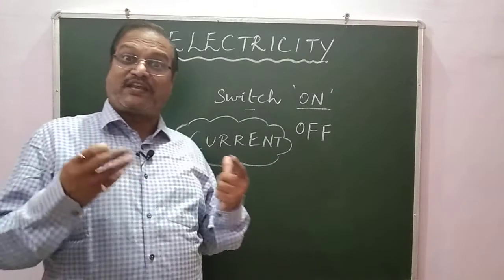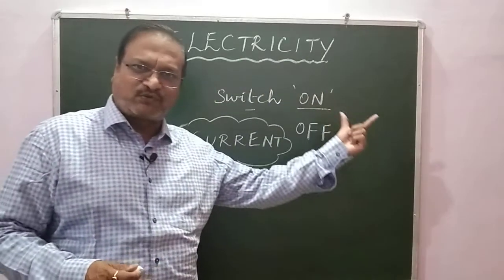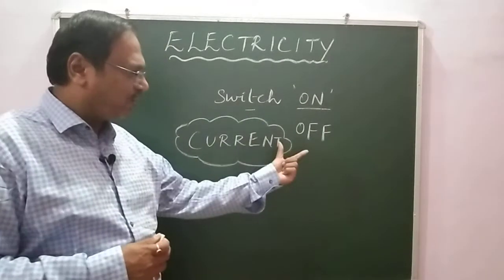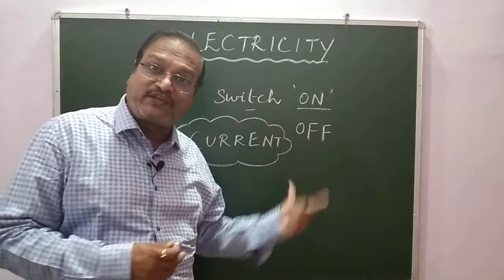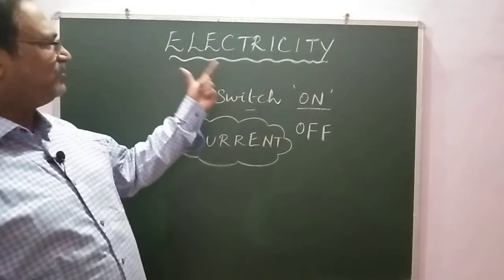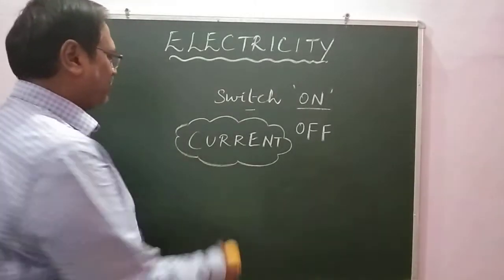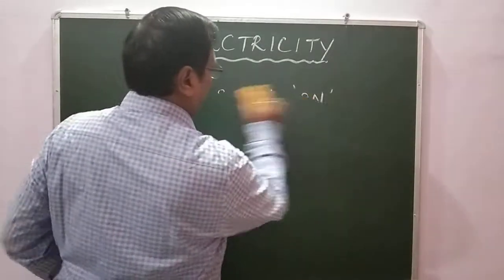Now what is electric current? When I switch on, the current is flowing, and when I switch off, current is not flowing. That is what we are going to learn in this chapter. So let me draw a small diagram.